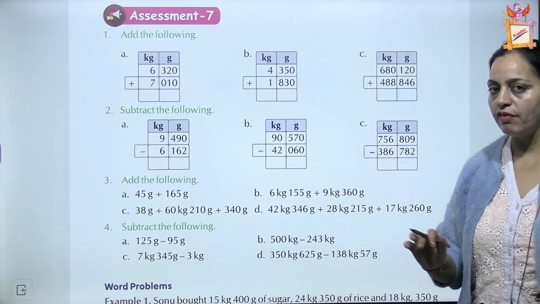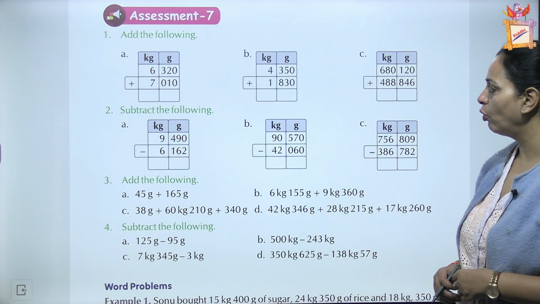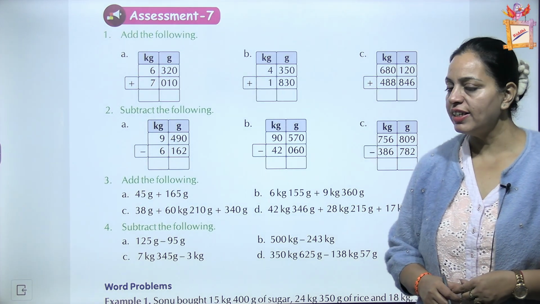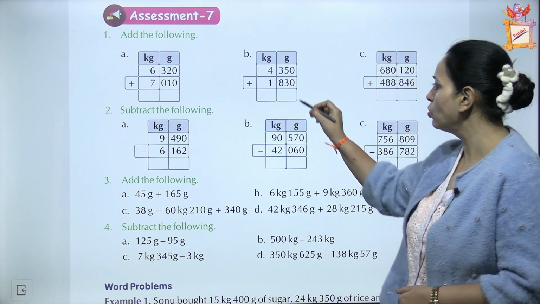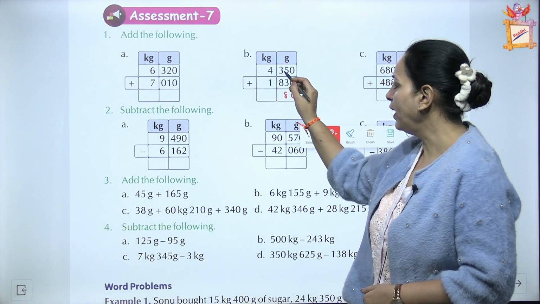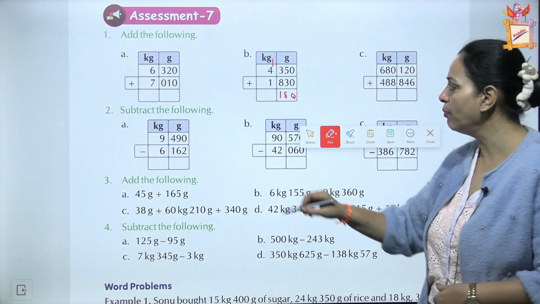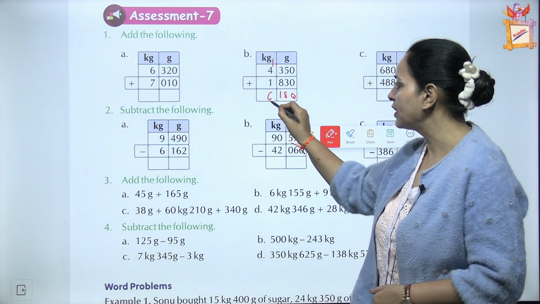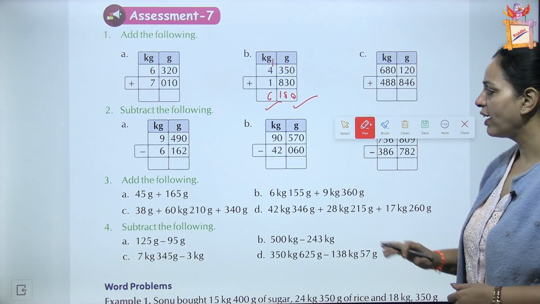Now assessment 7, based on this type of example. See, first question, add the following, like B part kg and gram. So here add gram first. So 0 plus 0 is 0, 5 plus 3 is 8, 8 plus 3 is 11, 1 here, 1 carry to the kg column, 4 plus 1 and 1 is 6. So 6 kg 180 gram. Similarly, you can try C part.